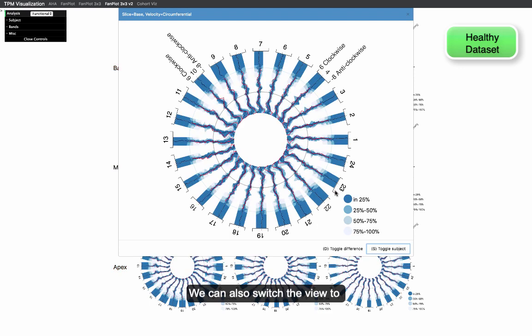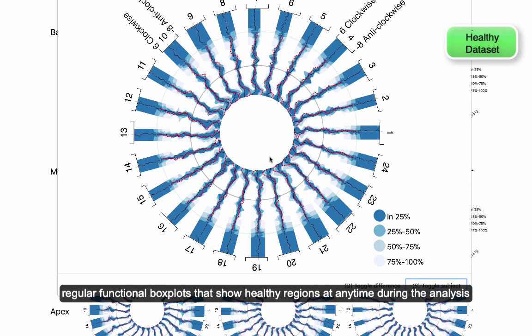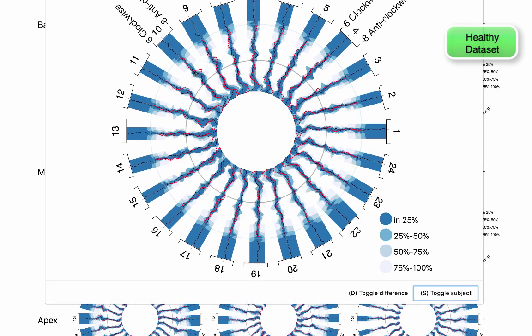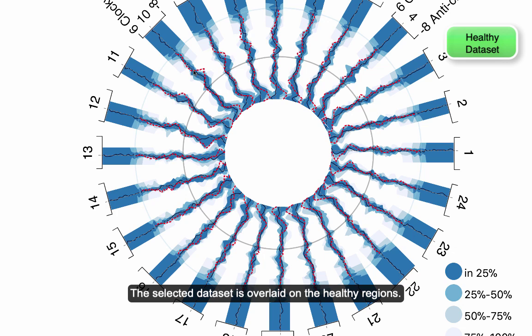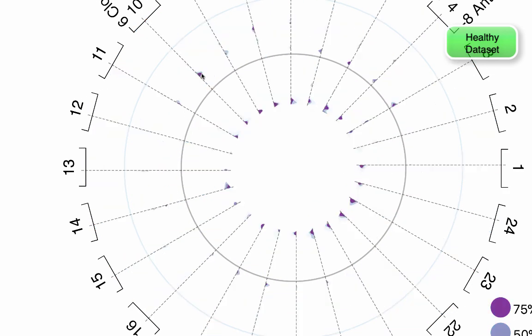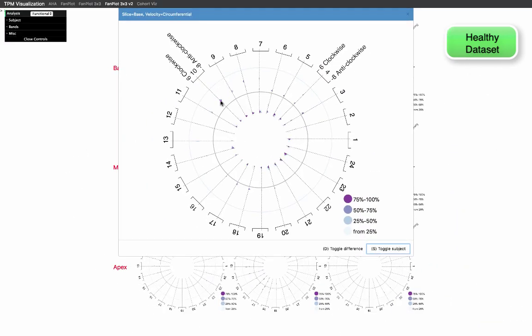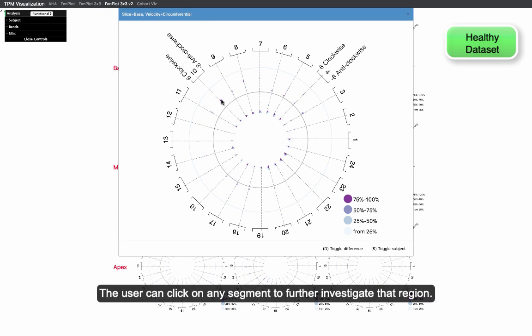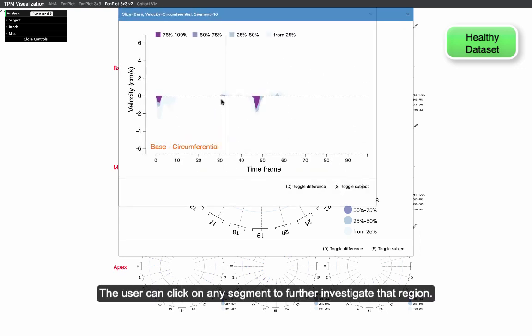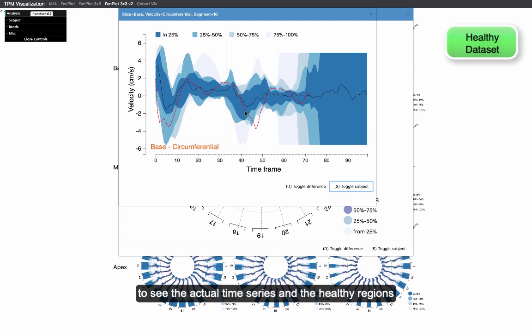We can also switch the view to regular functional box plots that show healthy regions at any time during the analysis. The selected dataset is overlaid on the healthy regions. The user can click on any segment to further investigate that region. The view can be switched from difference encoding to non-difference encoding to see the actual time series and the healthy regions.